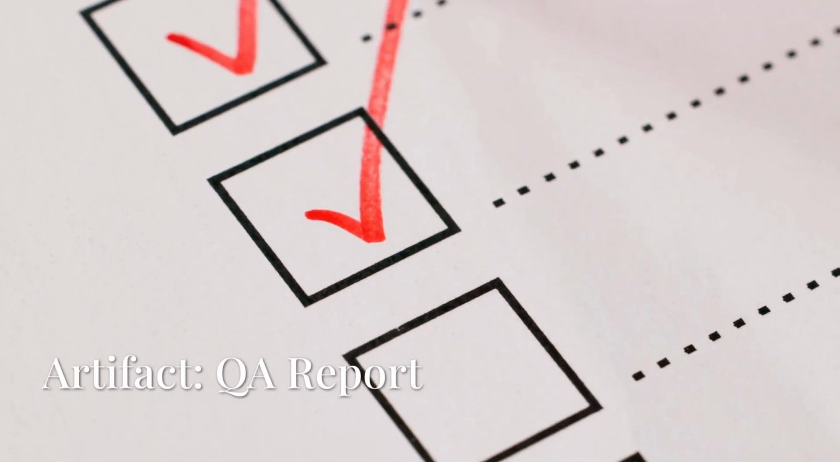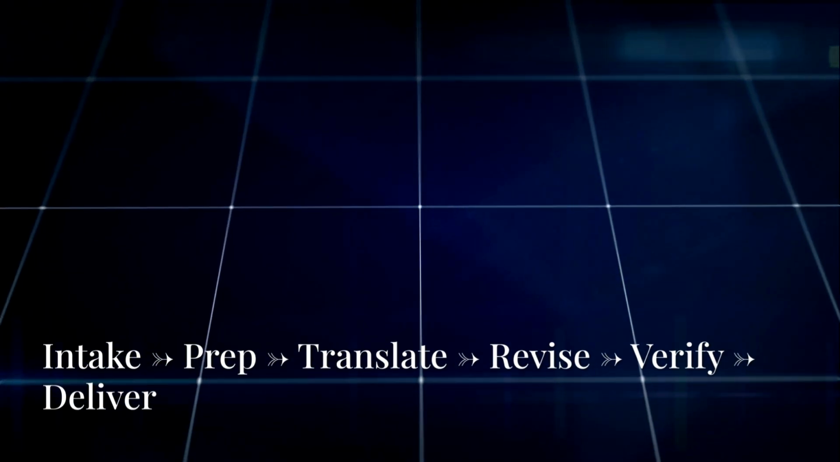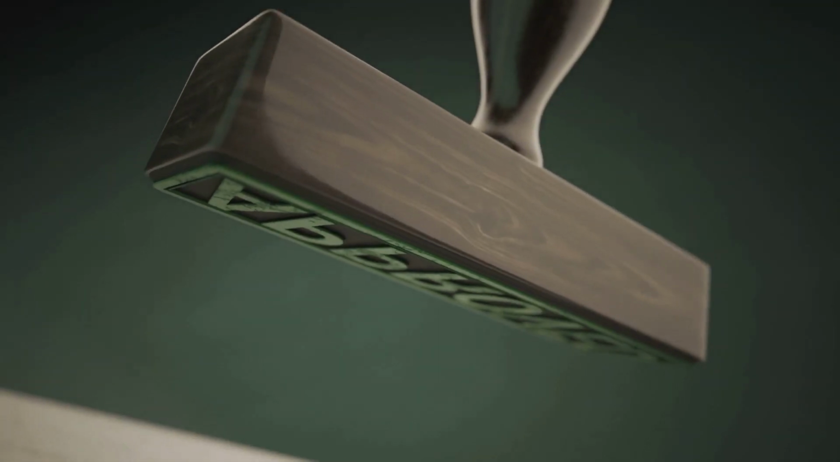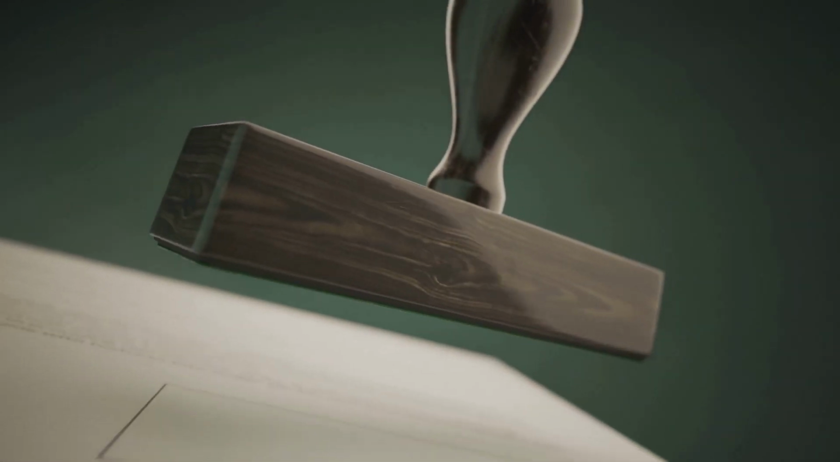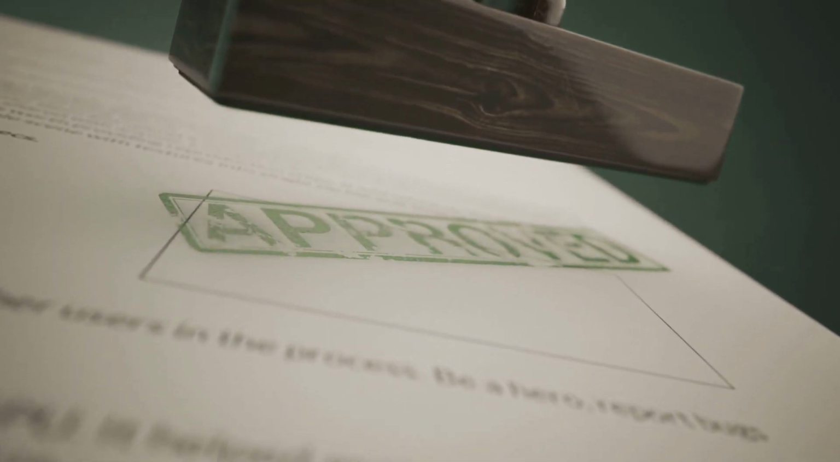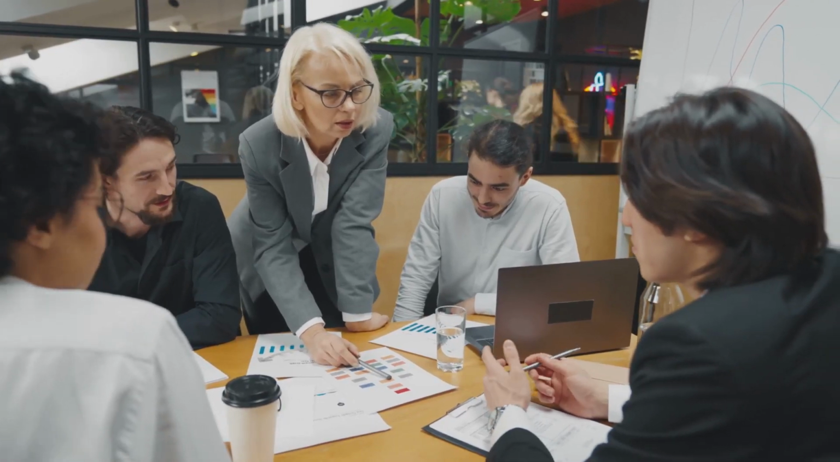QA reports document checks, issues, and fixes. They trace a sample job from request to delivery: intake, preparation, translation, revision, final verification, and approval. At each step, artifacts show conformity, project specification, term base, style guide, and QA evidence. Stay organized and transparent. Let your records tell the story.